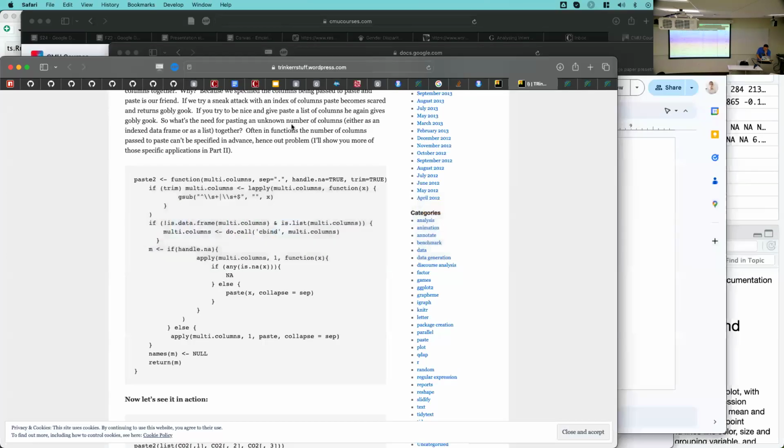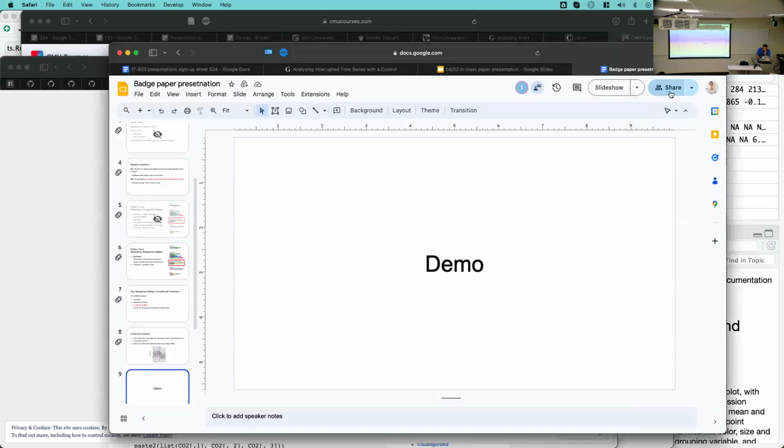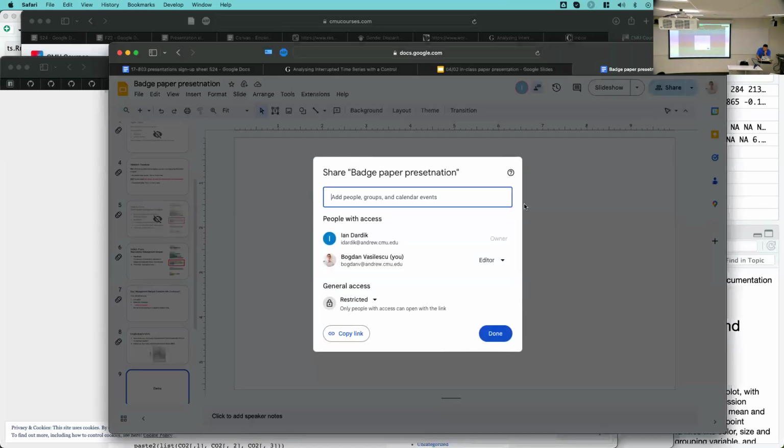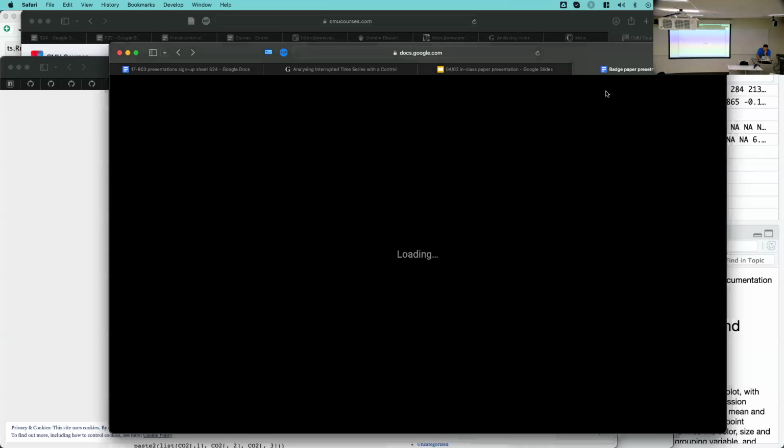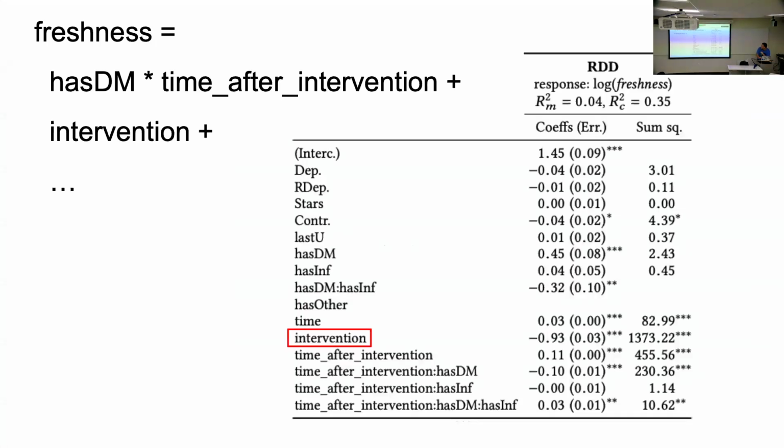All right, so right here. Oh, not share, sorry. Slideshow. Okay, so let's look at their model. So freshness is equal to a bunch of things. But most important, we have this, has the dependency management badge times after intervention. So after intervention is the same as x after in the previous example. And then you have the same intervention, which I'm pretty sure is an indicator variable.